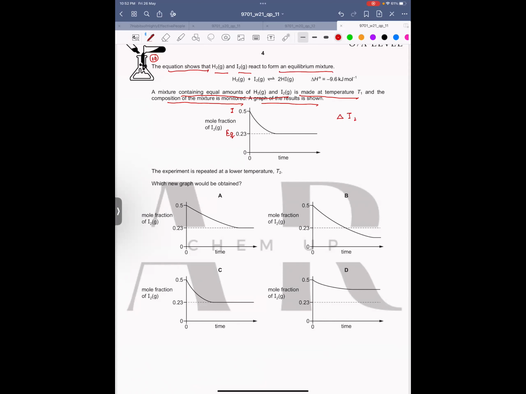The experiment is repeated at lower temperature T2. A new graph would be obtained. Which new graph would be obtained? Any suggestions from you guys? You can try to answer the question with justification of which would be the correct answer when we lower the temperature.